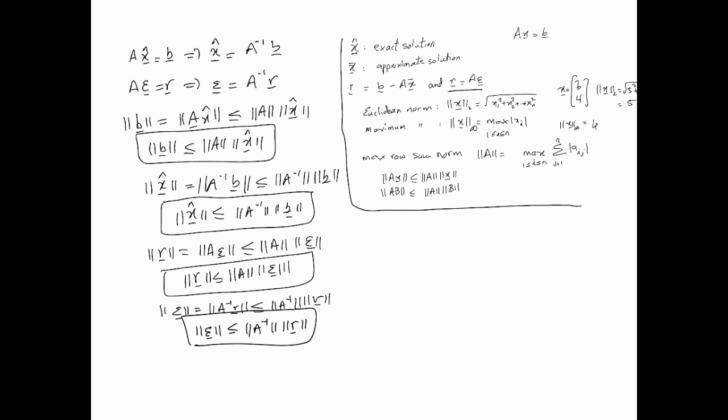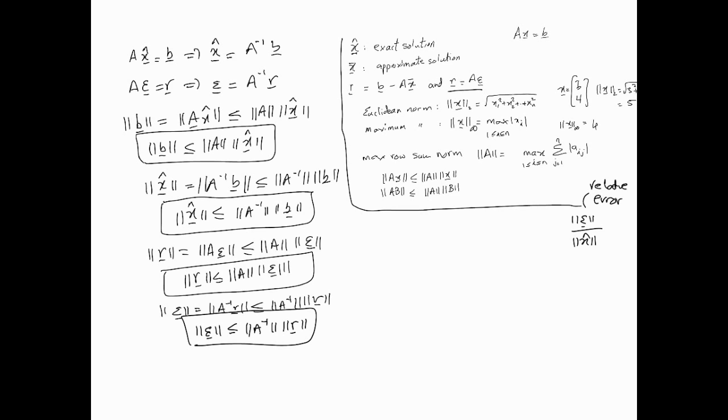Now, we've got these four relationships, and what we want to do with these four relationships is try to combine them to look at what's the relative error. So what I want to do actually at the end of this is find what is epsilon divided by the exact. So this is the relative error.